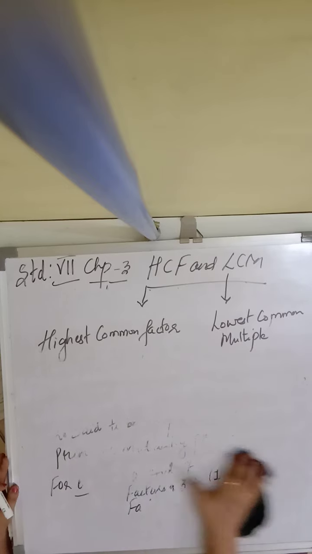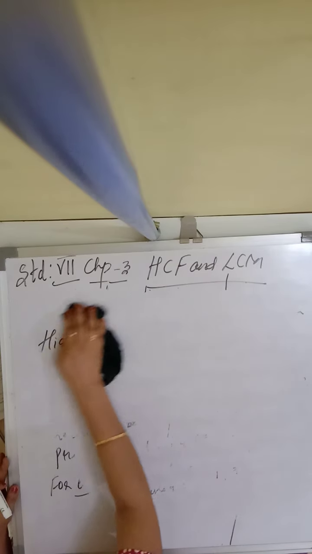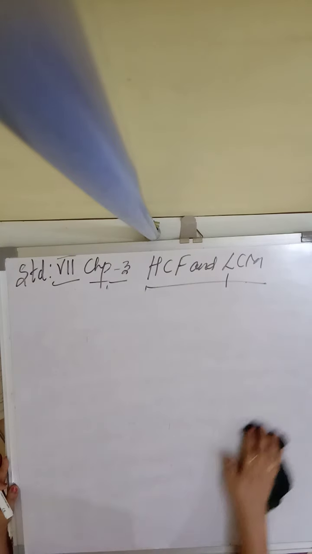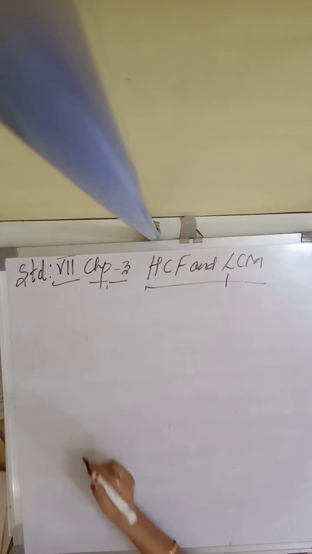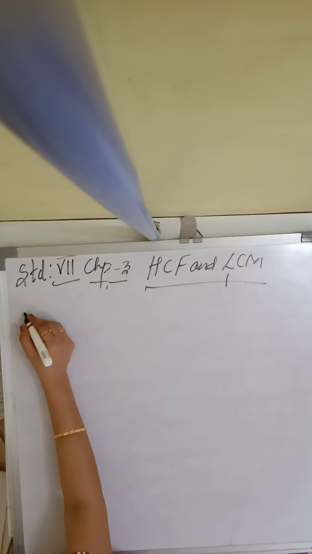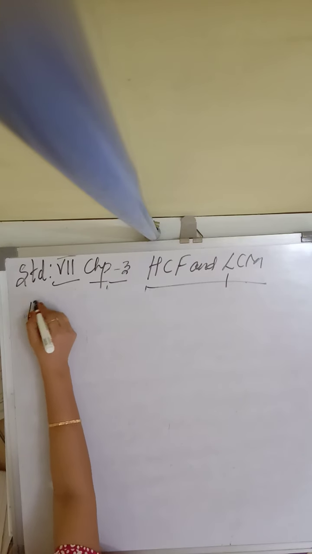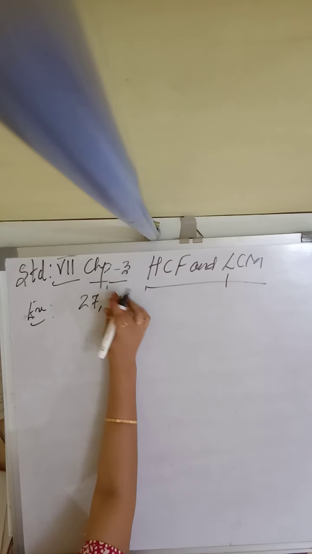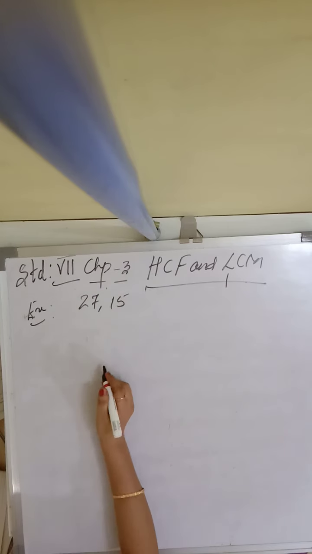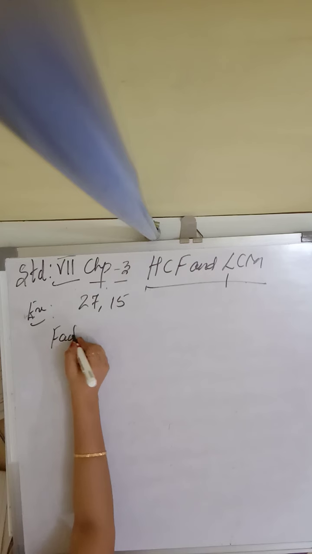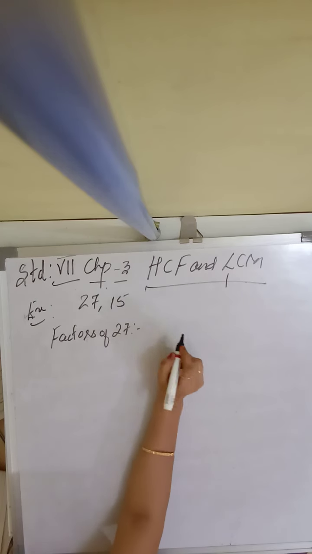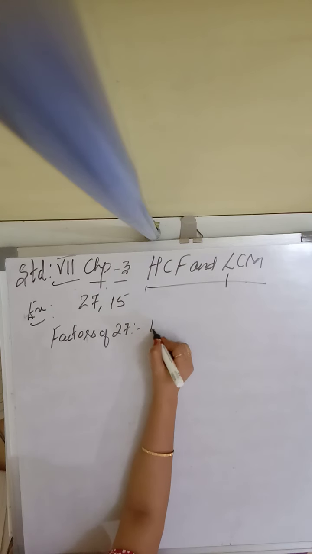Okay, let us take one more example. Say for the second example, that is 27 and 15. Now how are we going to write? First we'll write the factors of 27. Now what are the factors of 27 children?